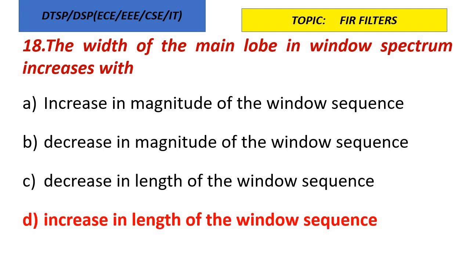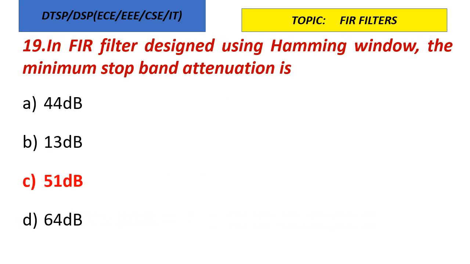Next question, the width of the main lobe in window spectrum increases. So when will the width of the main lobe of the window spectrum increase? This will increase with an increase in the length of the window sequence. In an FIR filter designed using Hamming window, the minimum stop band attenuation is 51 dB. For Hamming window, the minimum stop band attenuation is 51 dB.